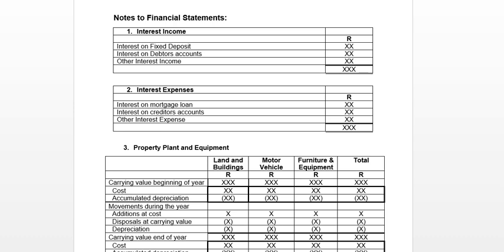So in your statement of profit and loss and other comprehensive income, you only have this one value for interest income. But if you refer to your note number 1, interest income, you'll see that this interest income consists, for example, of interest on fixed deposit, interest on debtors account, and other interest income. So it just gives us more information on this interest income amount.